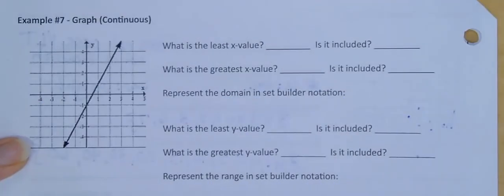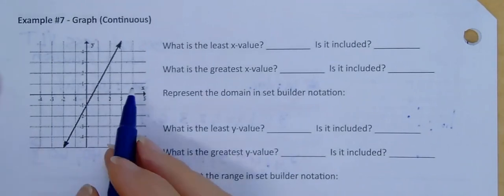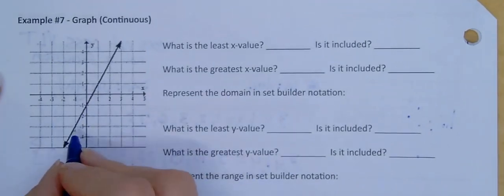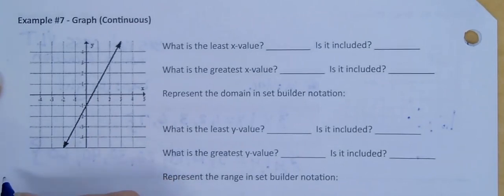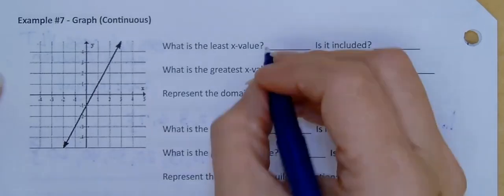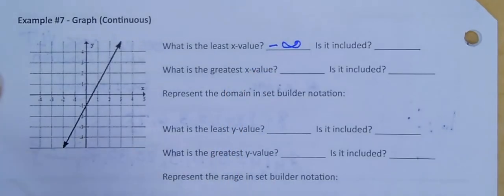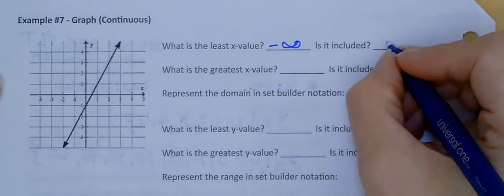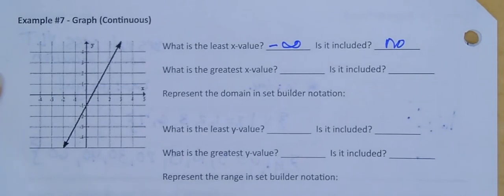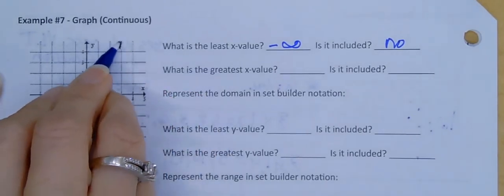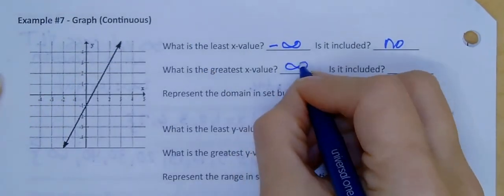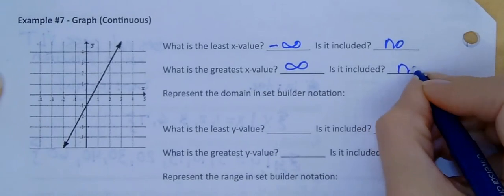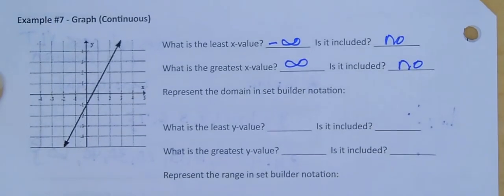All right, so example 7, we have another continuous graph. When I look at this one, I'm imagining what's the smallest x value. Well, this could potentially go on forever, toward -infinity. So there's no smallest x value. I'm going to say it goes all the way to -infinity in the small direction to the left. Is it included? No, it's not, because we never include infinity. What's the greatest x value? Well, this could also go on forever to the right, or positive, so there's no real value, so I go all the way to infinity. Again, infinity is not included, so I say no.